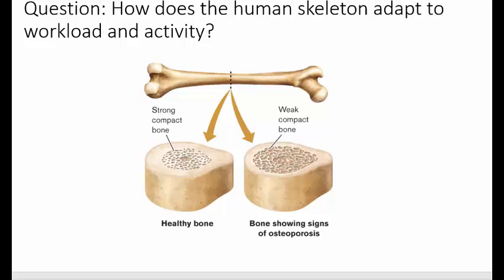Question: how does the human skeleton adapt to workload and activity? First, forces such as bending and torsion can work to increase the rigidity or strength of the bone, preventing fractures. The more activity and stress placed on the skeleton, the greater rigidity and density of the bones. Lack of activity is also reflected in the skeleton, as inactive individuals tend to have less dense bones, creating an overall weaker skeleton.